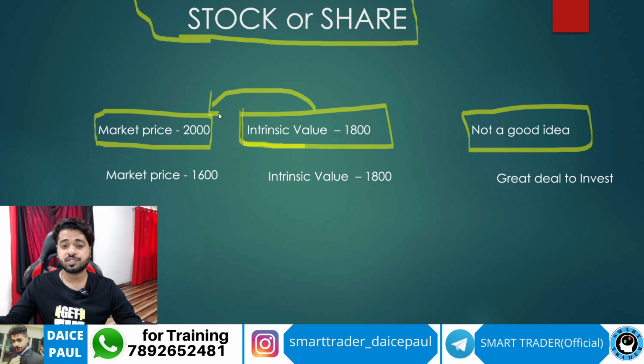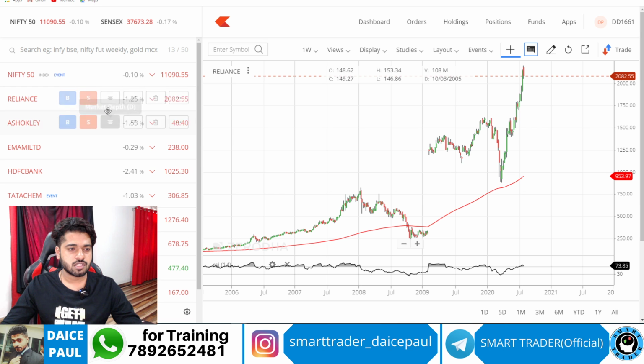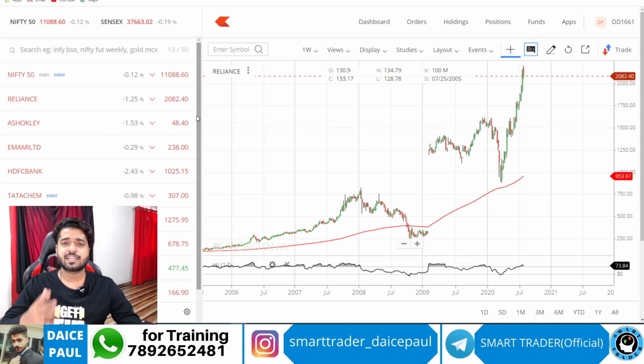It's above the valuation of the company and it's not a good deal. In the same way, consider the market price of Reliance was 1600 and the intrinsic value was 1800. So what I'm saying is, you can see this is Reliance. Reliance is trading around 2082, right? Now, like I told you, this is the market price.